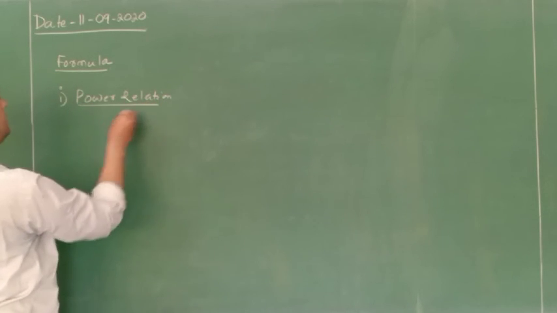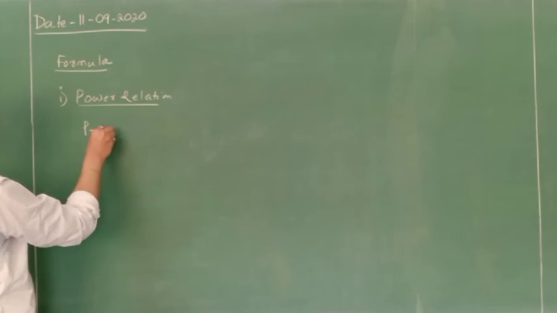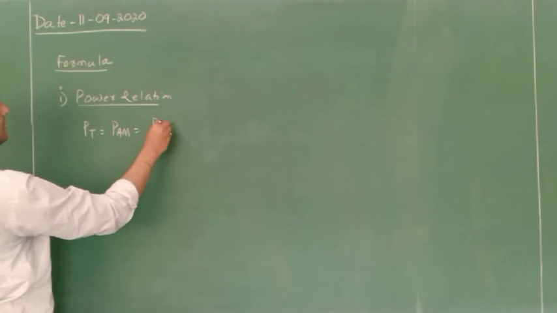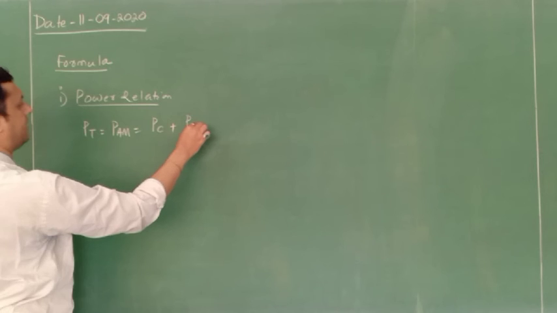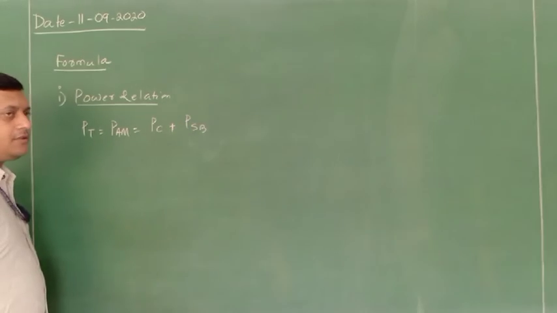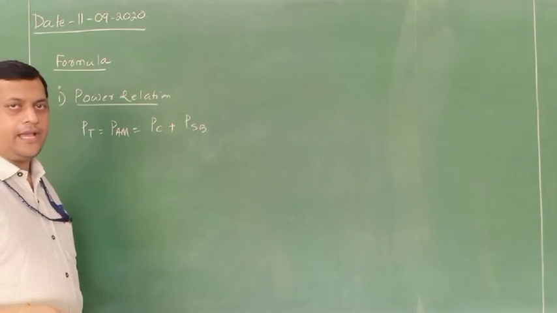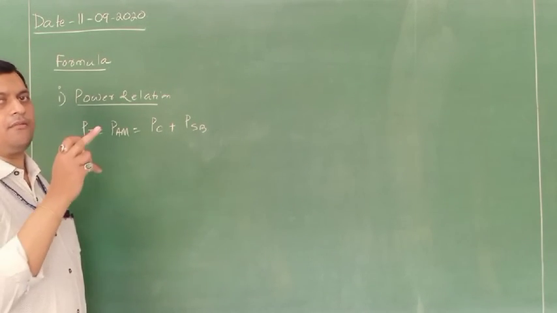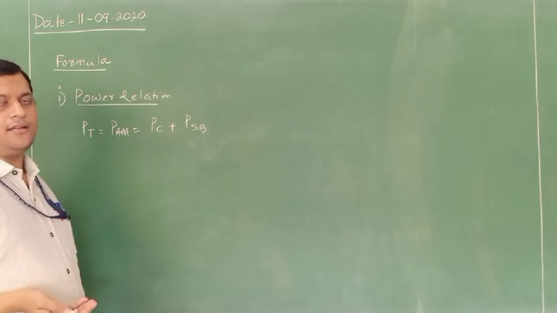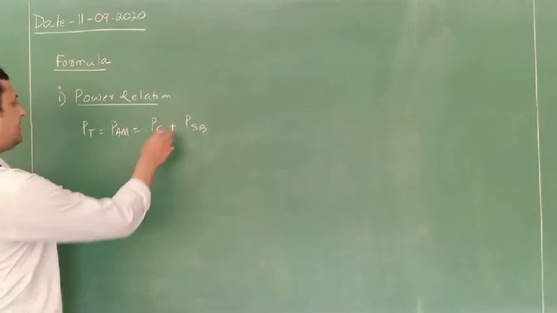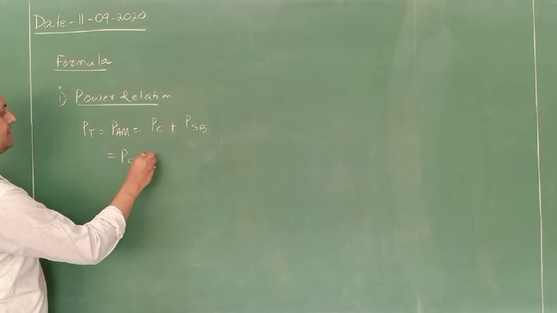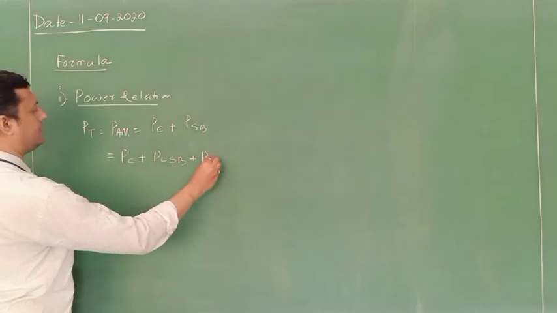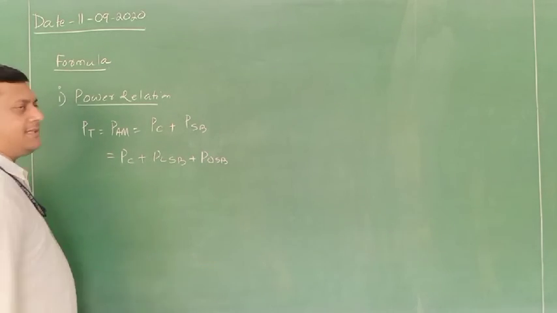In this power relation, the transmitted power of our AM signal is equal to carrier power plus sideband power. Because in an AM signal we have three different components. As we are dealing with single tone, the first component is the carrier and the rest of the components are sidebands. So this I can expand as PC plus LSB plus USB. Okay, so this is the relation.